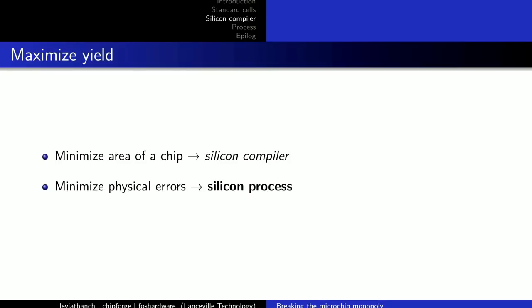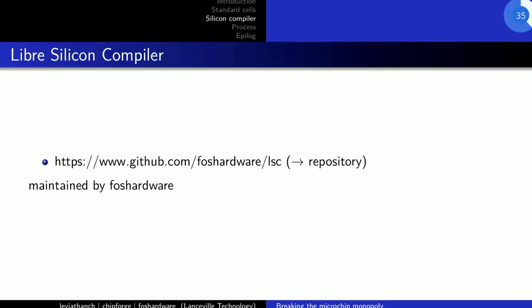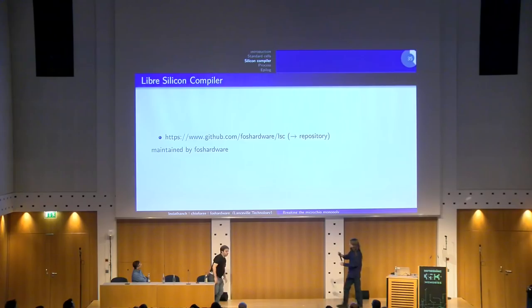The silicon compiler is one half of maximizing yield, and the other half is to get the process right. So to get the process right, we have David and Victor. So please.